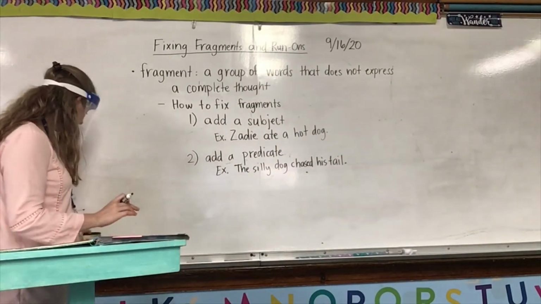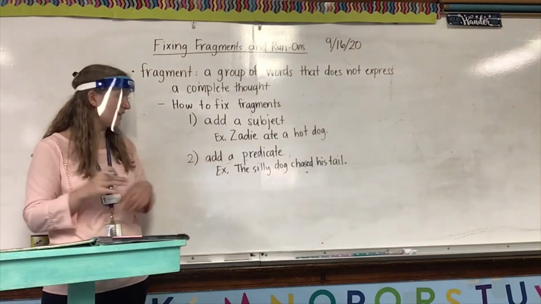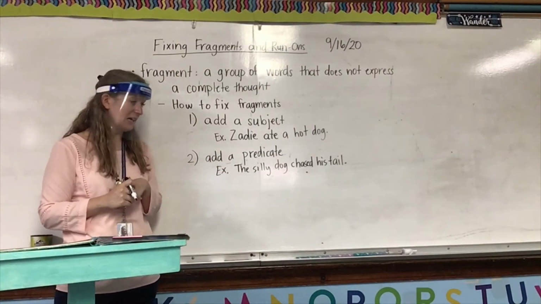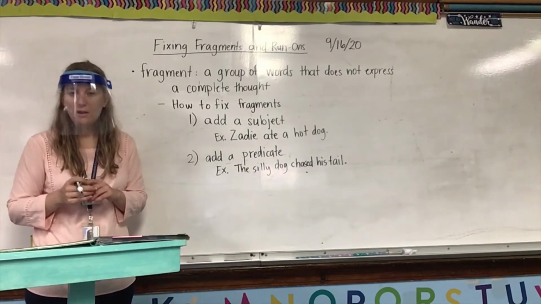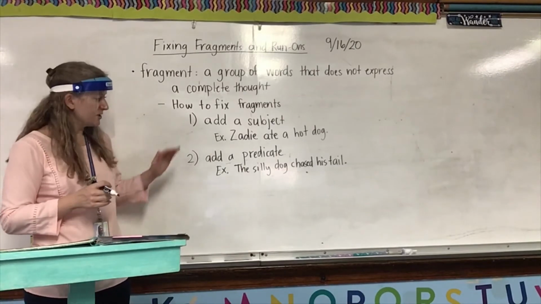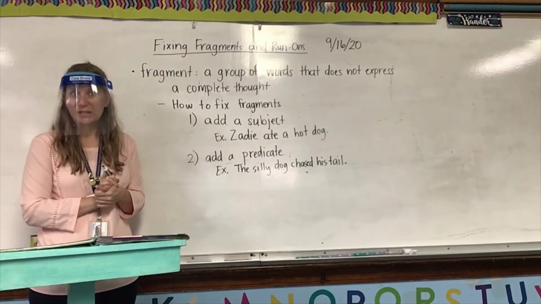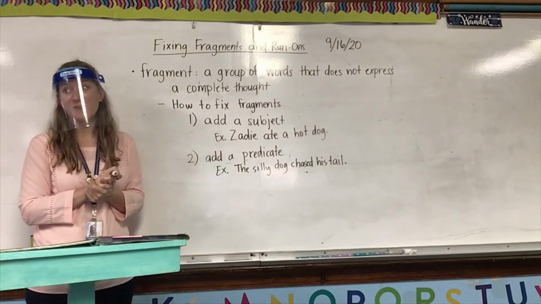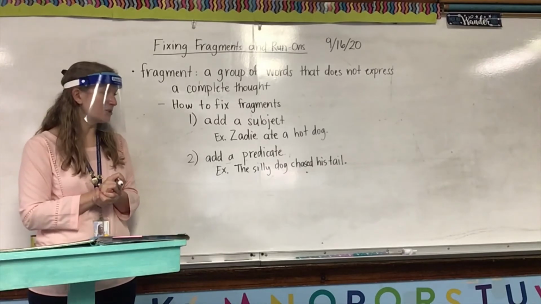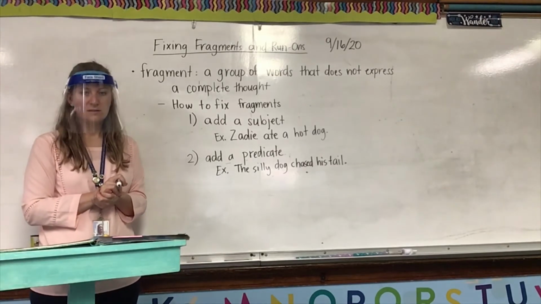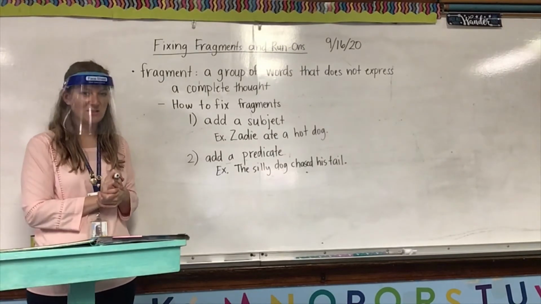We were given the fragment that only had a subject but no predicate, so we just added the predicate. The silly dog, well, what did he do? Well, the silly dog chased his tail. Okay, when you're done writing that I'm going to erase because I need more space for number 3, because there's 2 ways we can fix a dependent clause by itself. So when you're done, put your pencil down so that I know that you're ready for how to fix number 3, dependent clauses by themselves.